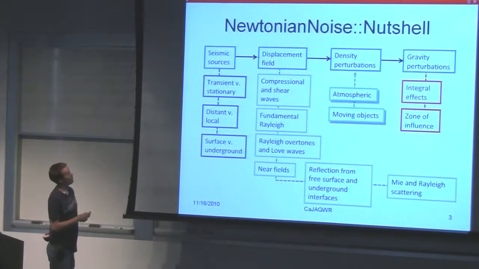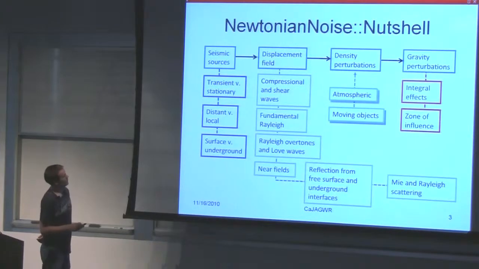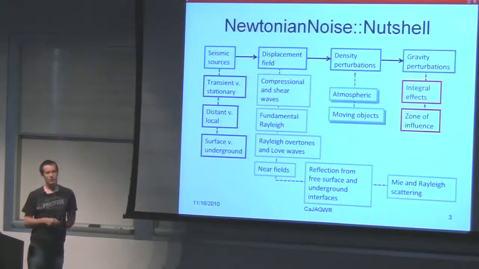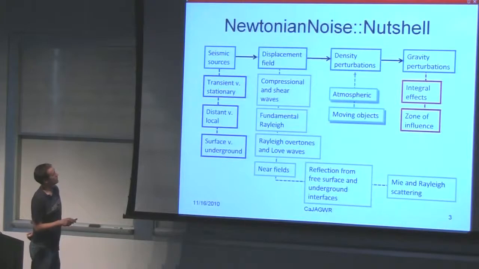First of all, what is Newtonian noise and how is it generated? So Newtonian noise are really gravity perturbations that are produced by any kind of density perturbation in the vicinity of the test mass. And now there are different ways to perturb density.